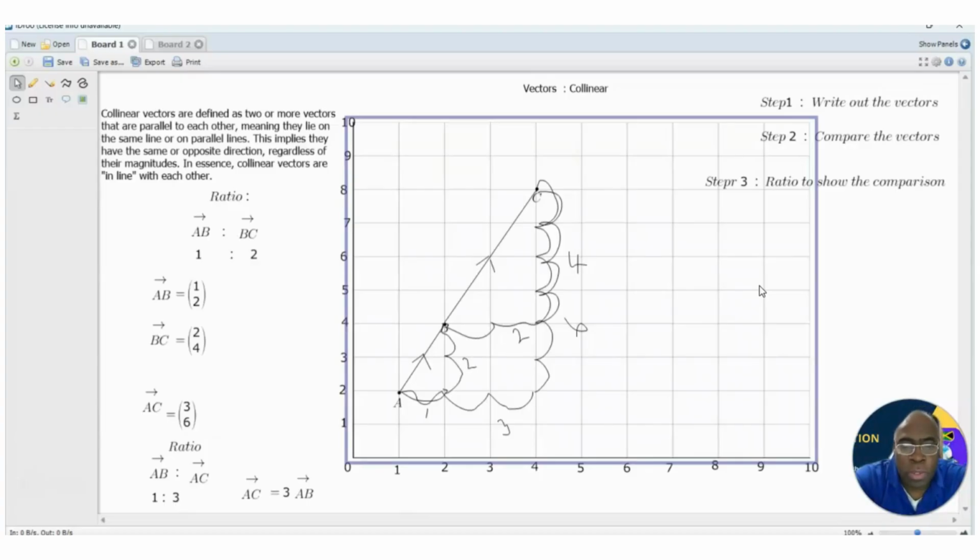In our next video, we look at an exam question and also show that the vectors can be parallel and how it is expressed to show collinearity.